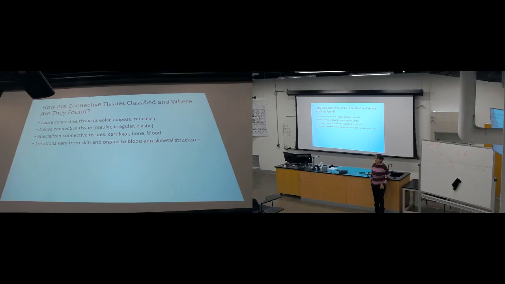And then we have specialized connective tissues like cartilage, bone, and blood. Blood is the only fluid connective tissue that we have in our body. No other tissue in our body is fluid except for the blood. Blood is located in the blood vessels. Bone is located in the skeleton, and cartilage also is located in the skeleton, as well as in other places like our nose, our ears, and our trachea.